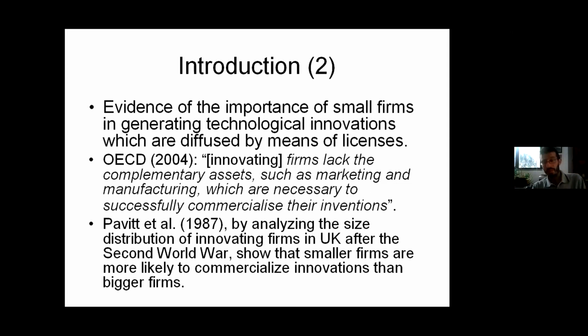Here we have some historical evidence from Pavitt et al. They analyzed the size distribution of innovating firms in the UK after the Second World War, and they show that smaller firms are more likely to commercialize innovation than bigger firms. When we have small firms, it might be that the firm is not able to produce all the quantity that it would like to produce. This is a situation where we might have capacity constraints. So this is the starting point: the innovating firms might be small, and so the capacity constraint may be a relevant part of the story.